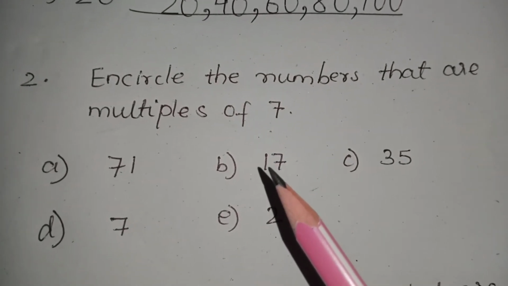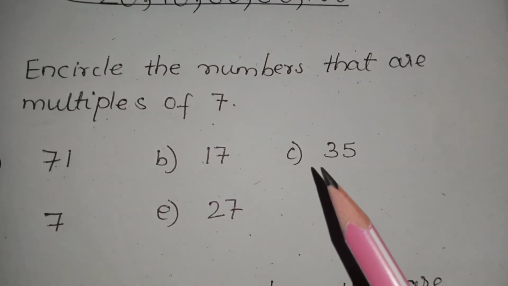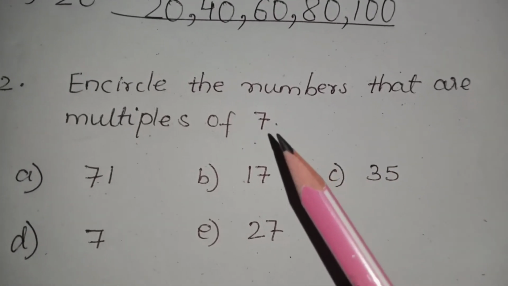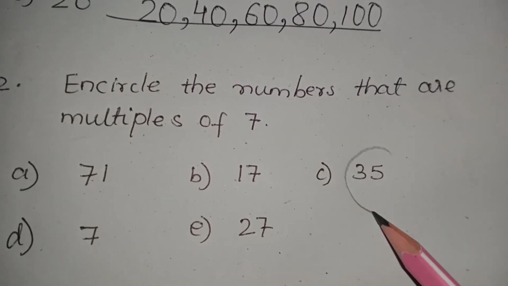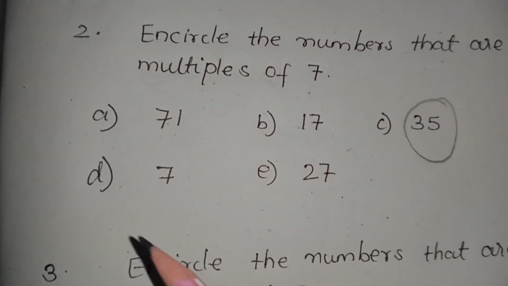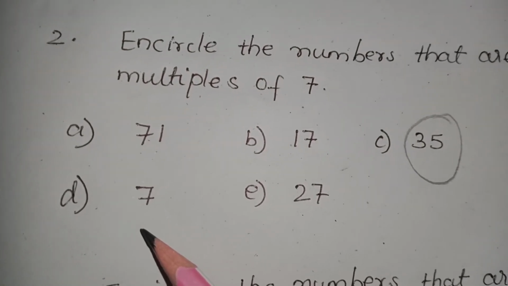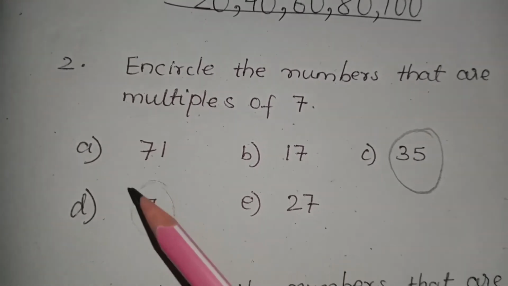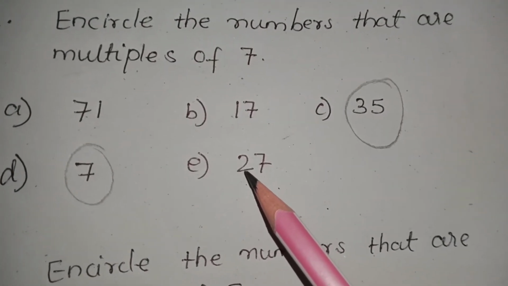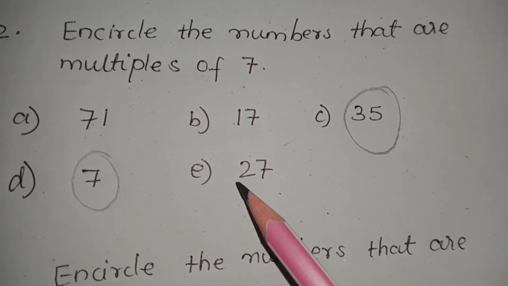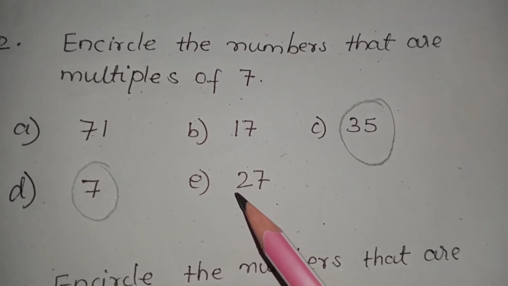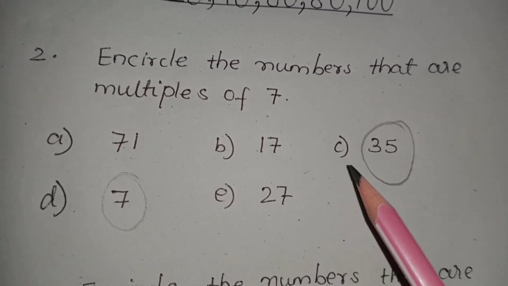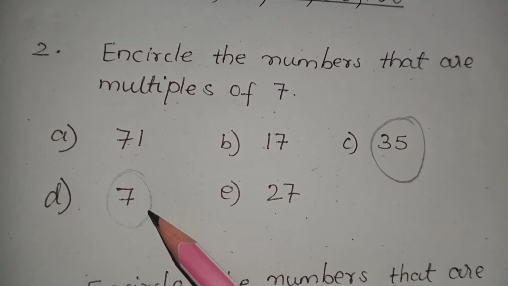Does 17 come in the 7 table? No, we will not circle. 35? Yes, 7 5 ja 35. That means 35 is the multiple of 7, so we will circle 35. Now, is 7 a multiple of 7? Yes, because 7 1 ja 7. Now is 27 a multiple of 7? Does 27 come in the table of 7? No, so we will not circle 27. So out of these 5 numbers, 35 and 7 were the multiples of 7.